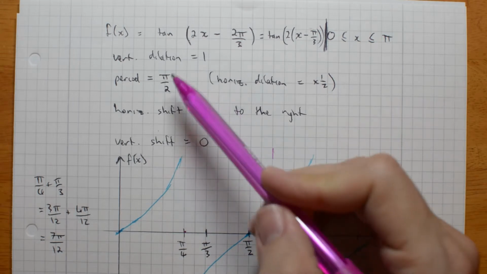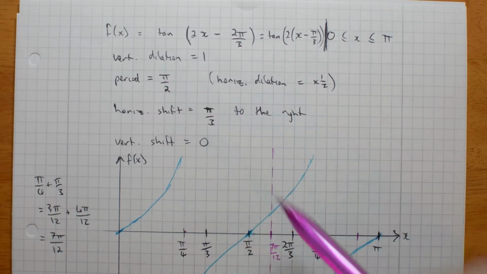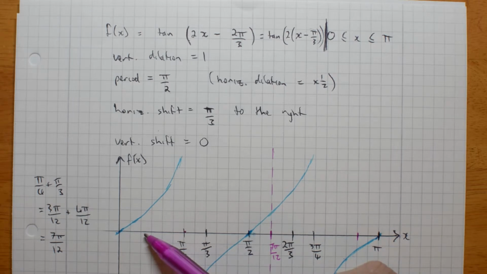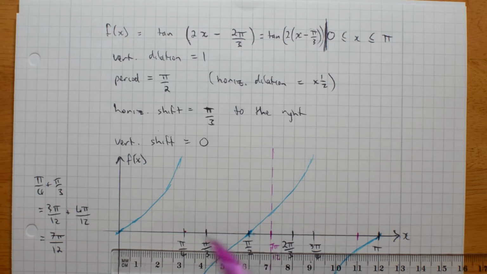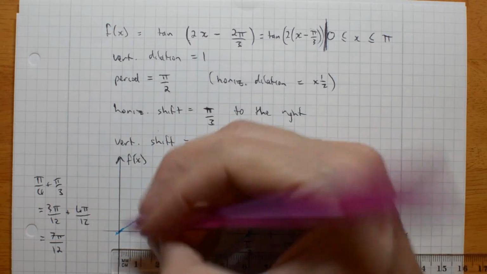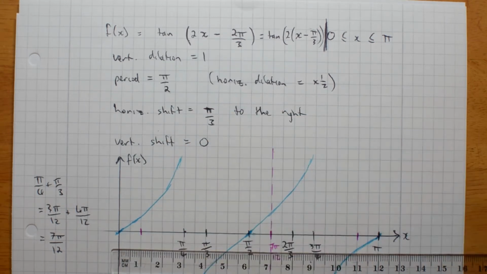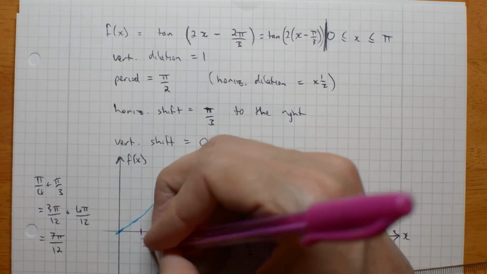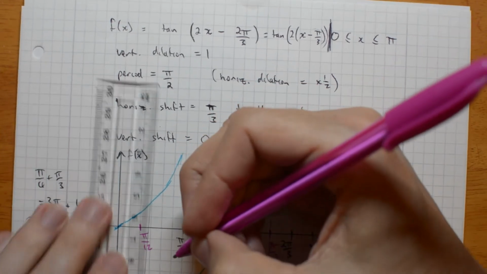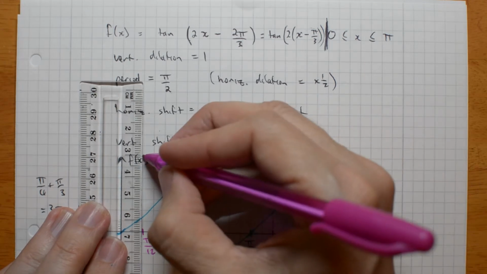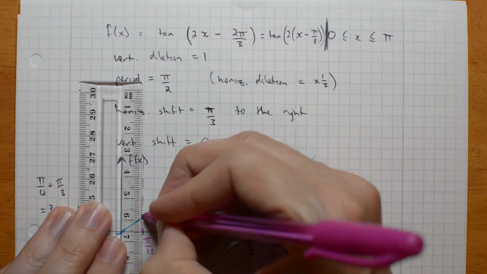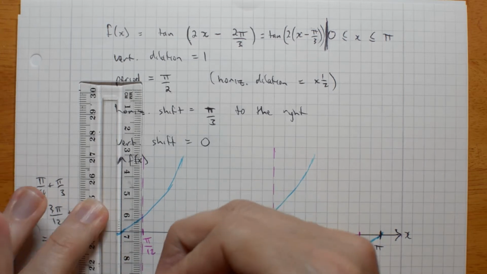It's going to be pi on 2 to the left of that. I've got another asymptote. Now pi on 2 is 6 centimetres, so I'm going back here for another one, which is pi on 12. And that's where my previous asymptote was. That was a bit tricky, wasn't it? Thinking our way through that.